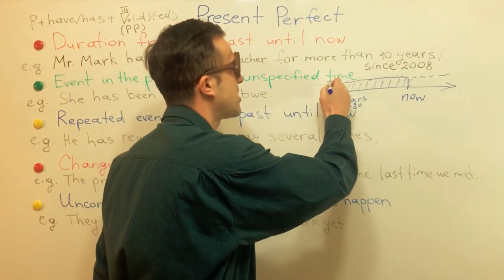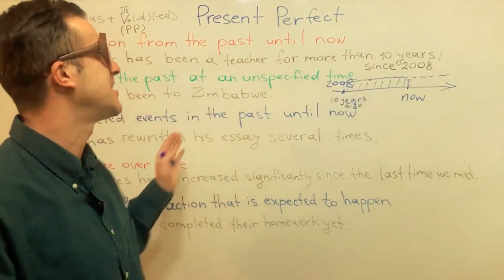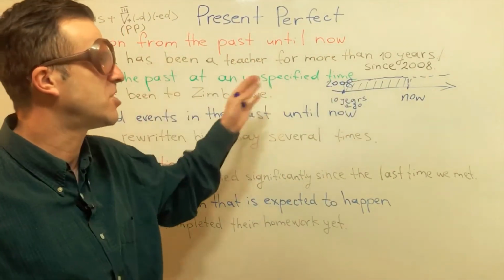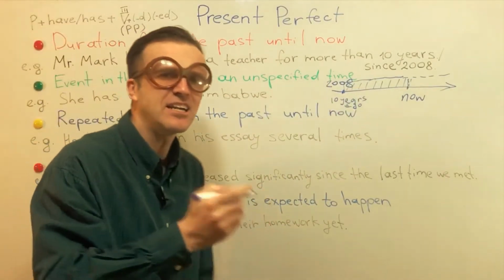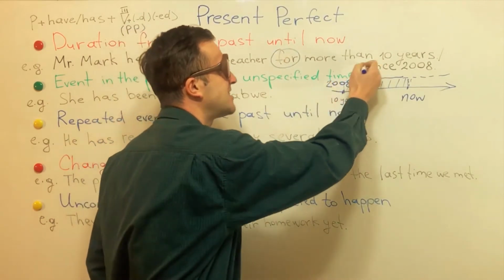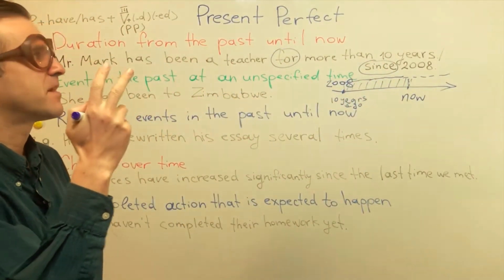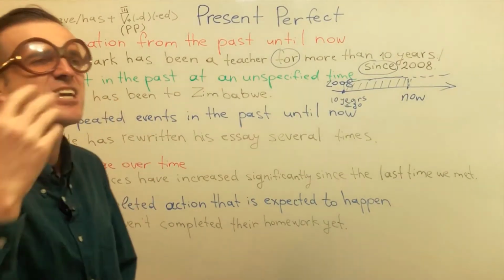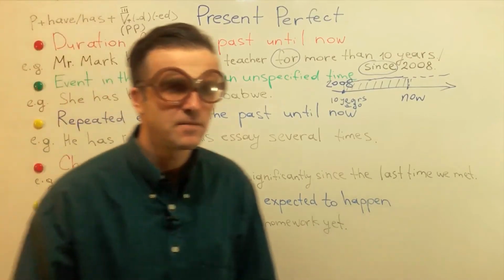So here is 2008, and Mr. Mark has been a teacher since 2008. So basically, you need 2 markers, for and since. So 2 markers are like kind of the indicators for using the present perfect.